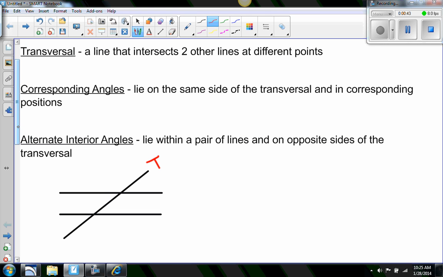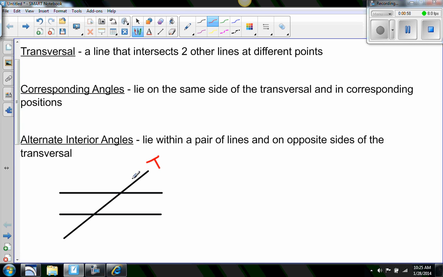Corresponding angles lie on the same side of the transversal and in corresponding positions. And then the alternate interior angles lie within a pair of lines and on opposite sides of the transversal. And I'm going to go over those right now.